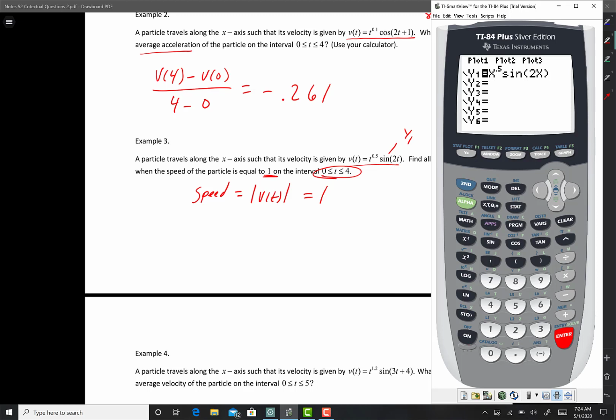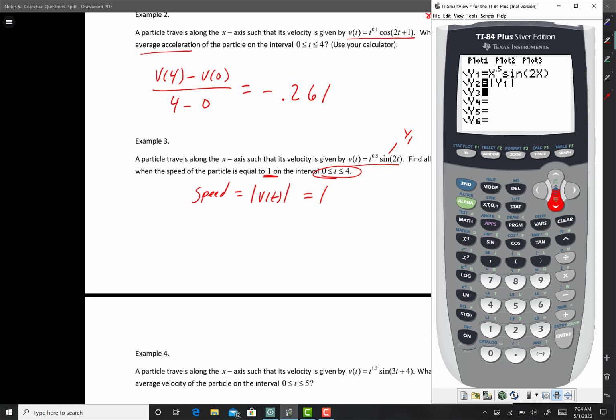So I'm going to go to y2, and I'm going to push math. I'm going to go to number, and I'm going to push ABS, enter. And then inside that, I'm going to put y1. So there it is, my absolute value of y1. y1 is my velocity. I'm going to turn off y1. So there it is. I turned off y1.